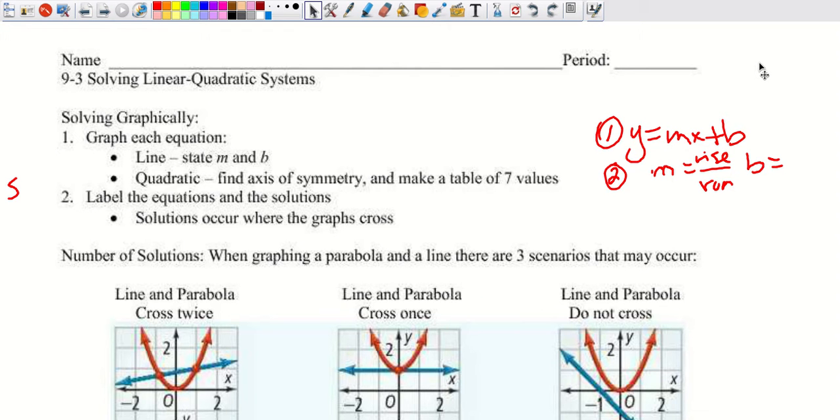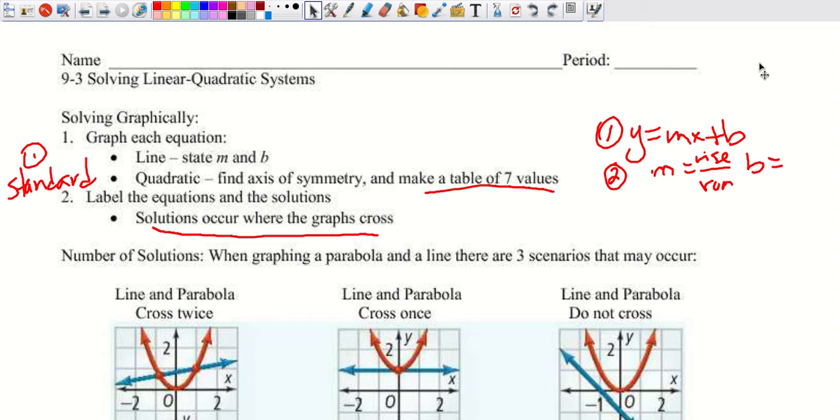For the quadratic equations, we want to make sure we get it in standard form first. So make sure you get everything on the same side as a positive x squared. And then after we do that, we want to do our table of values, at least 7. You may have to do more or less depending on where the graph is going and what fits. And then we have to label the solutions, and remember that the solutions are going to be points. So if you don't label the points where the graphs intersect, you haven't actually answered the question.